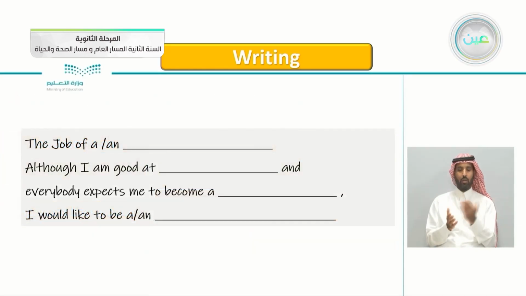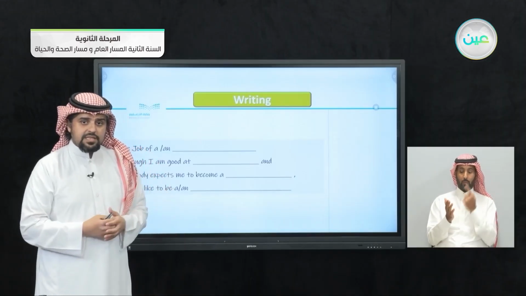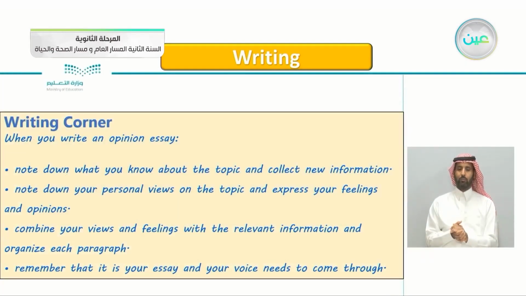And this is how you write the article: the job of a or an, and you write whatever job you like. Although I'm good at, and everybody expects me to become a, I would like to be an or a. So you have to begin your article by filling these gaps, and then you can continue the article by yourself. So here's the writing corner.